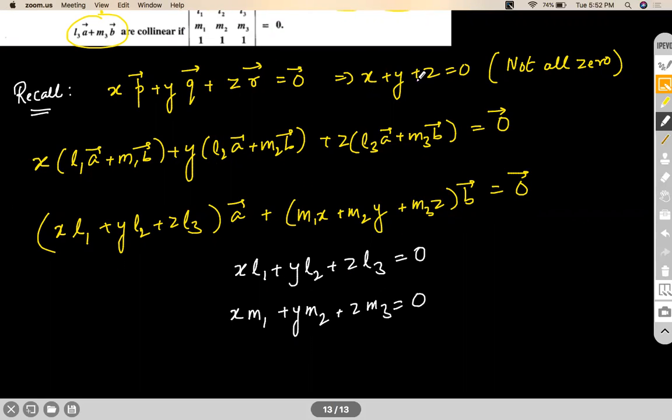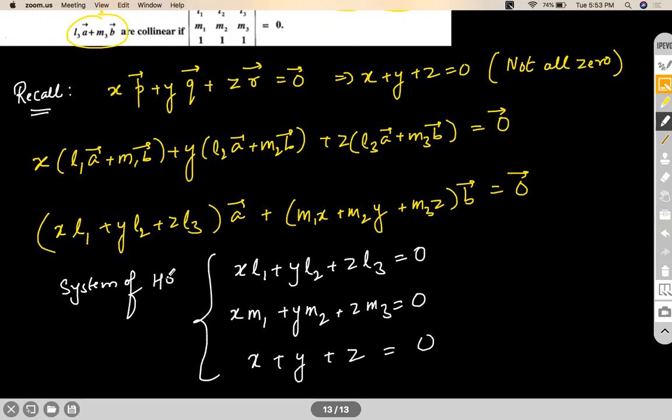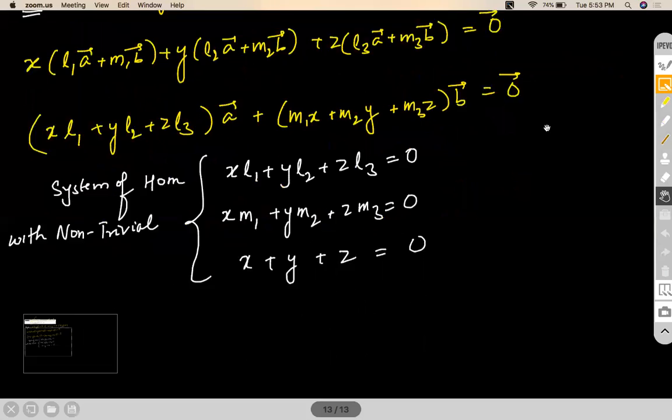Okay. Not to forget that you have one more condition, that x plus y plus z should be 0 also. Now, this is a system of homogeneous equations with non-trivial solutions. The determinants thingy. Correct? Why non-trivial solution? Because as I told you, not all 0. That means x, y, z are not all 0. If it is 0, then that would lead to a trivial solution, isn't it?